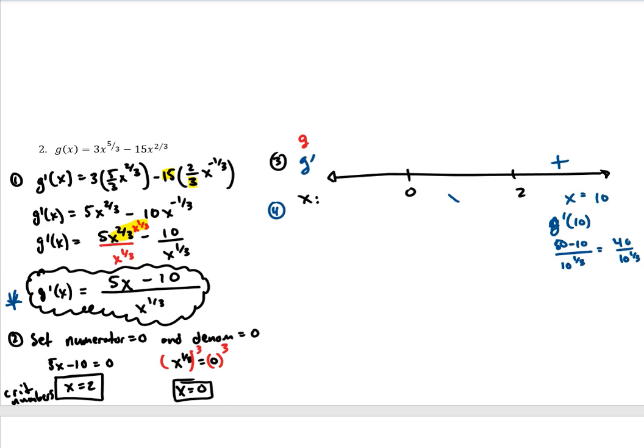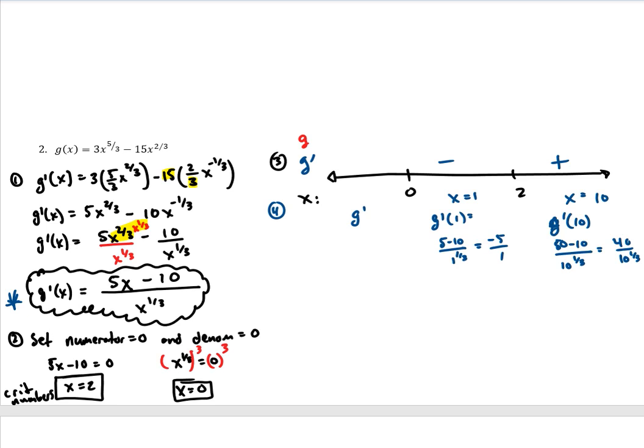Okay, and then in between 0 and 2, I would do 1. So g prime of 1, I would have 5 minus 10 divided by 1 to the 1/3. Well, 5 minus 10 is negative 5. 1 to the 1/3 is actually 1. Remember, the 1/3 power is the cube root. So the cube root of 1 is still 1. So negative 5 over 1, that is negative. So we have a negative here.